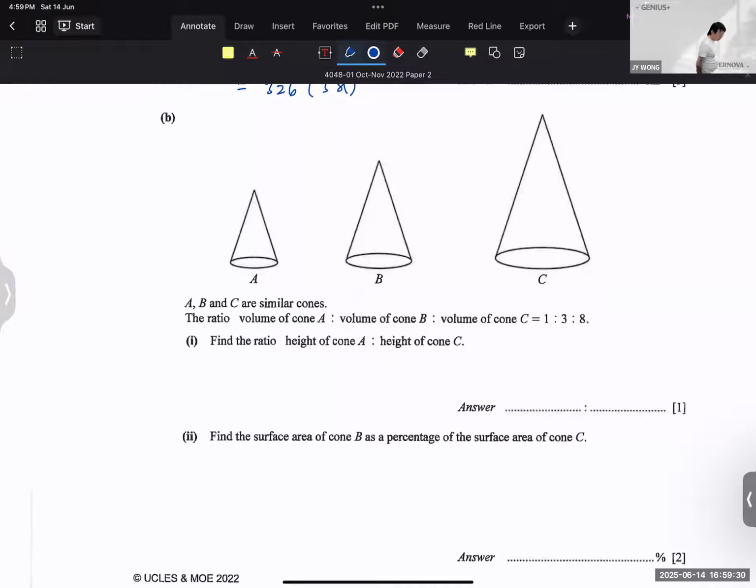So they tell you that the ratio of volume of cone A to cone B to cone C is 1 to 3 to 8. Find the ratio of the height of cone A to cone C. Zachary, what do I need to do? Height of cone A to cone C is equal to what? They give me the volume ratio, so I need to cube root. So cube root 1, right? Cube root of 8, and therefore you get 1 to 2. Okay, very straightforward.